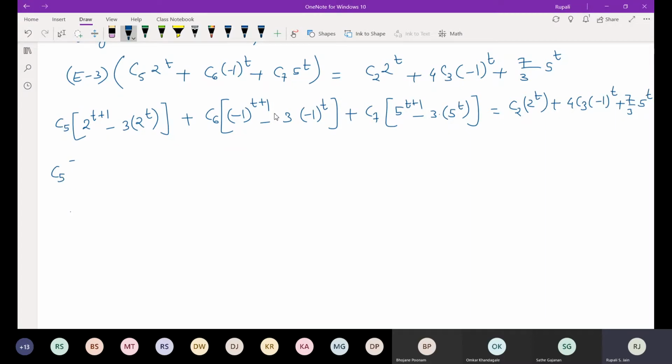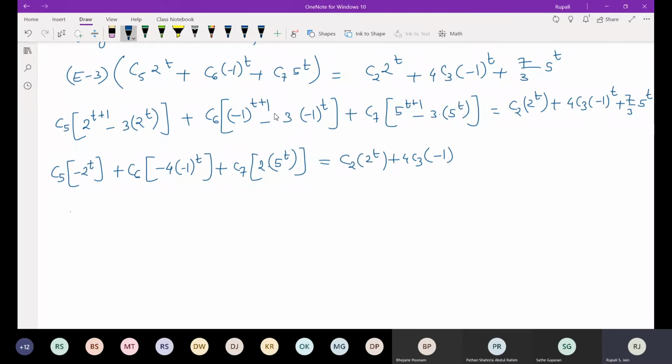Now what is this? 2 raised to t plus 1 minus 3 times 2 raised to t. If I take 2 raised to t common, 2 minus 3, what will remain? Minus 1 times 2 raised to t. Plus C6, what will remain here? Minus 4 times minus 1 raised to t. Plus C7, what will remain? 5 minus 3, that is 2 times 5 raised to t, which is equal to C2 2 raised to t plus 4 times C3 minus 1 raised to t plus 7 by 3 5 raised to t.